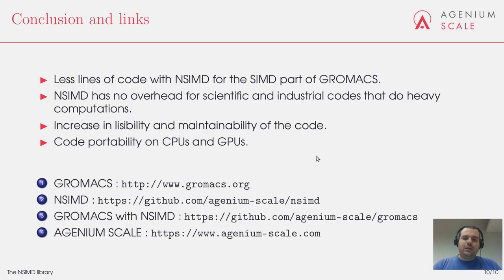As a conclusion, as I showed you, NSIMD allows you to have fewer lines of code, which means better readability and maintainability. NSIMD provides portability of your code across GPUs and CPUs. And also, as I showed you, NSIMD has no overhead for scientific and industrial code bases that do heavy computation. You can use NSIMD with trust. You can find GROMACS also on GitHub, and you can find NSIMD on our GitHub.